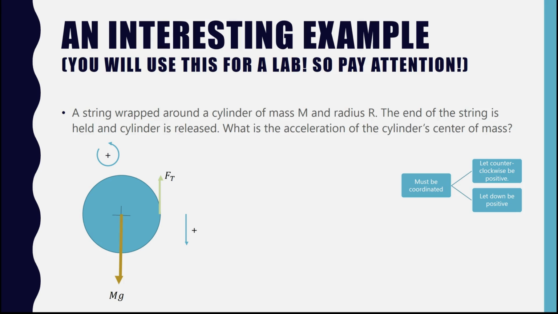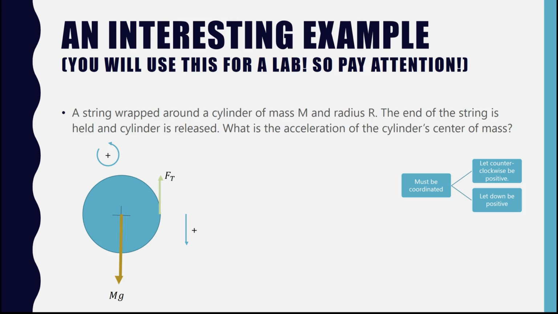Previously, we were looking at how the rotation of the cylinder affected how a mass was able to drop off of its side as it unwound a cord. Now we're looking at how that unwinding of a cord affects the movement of the cylinder. We do need to coordinate our axes and our positives and that kind of thing.